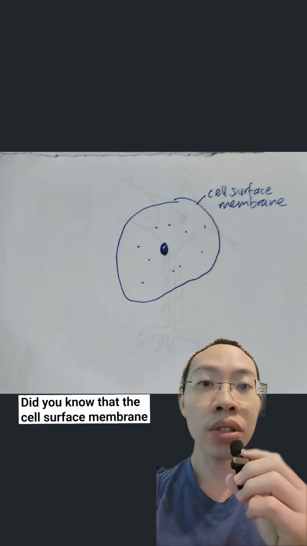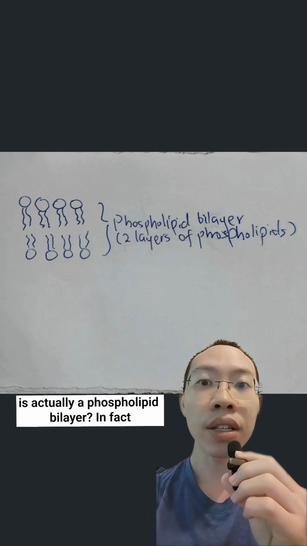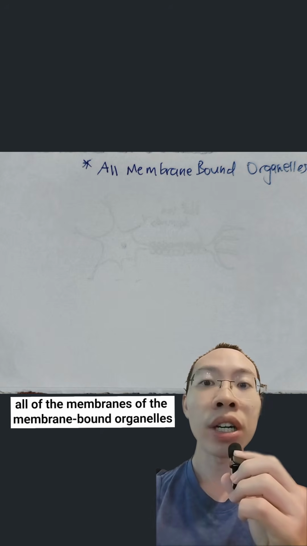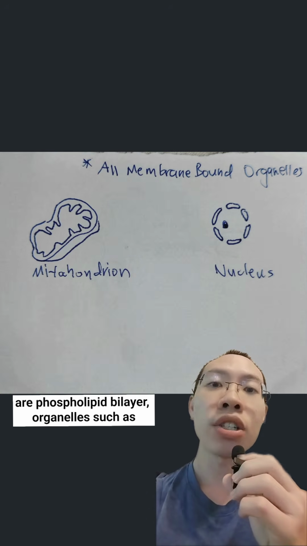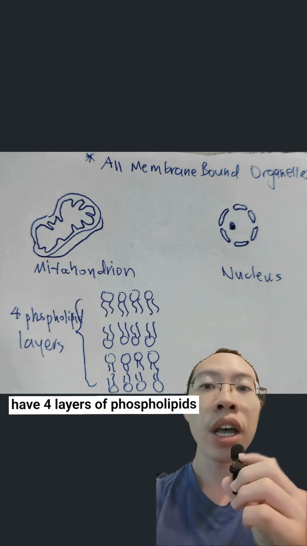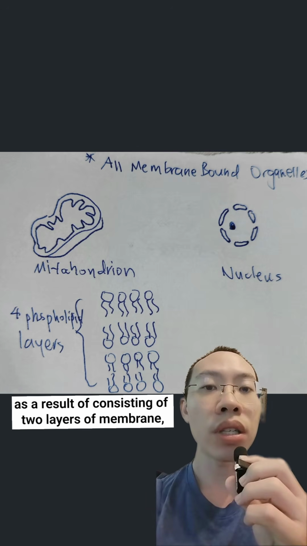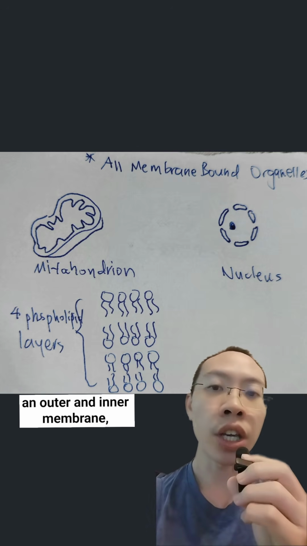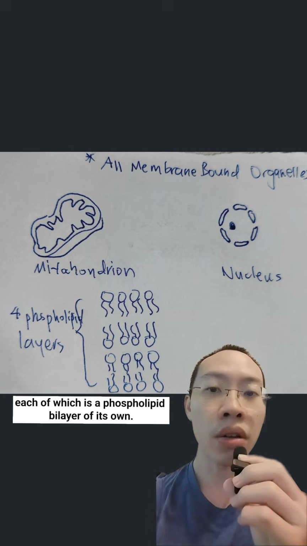Did you know that a cell surface membrane drawn with a single line is actually a phospholipid bilayer? In fact, all of the membrane-bound organelles are phospholipid bilayer. Organelles such as mitochondria and nucleus, on the other hand, have 4 layers of phospholipid as a result of consisting of 2 layers of membrane, an outer and inner membrane, each of which is a phospholipid bilayer of its own.